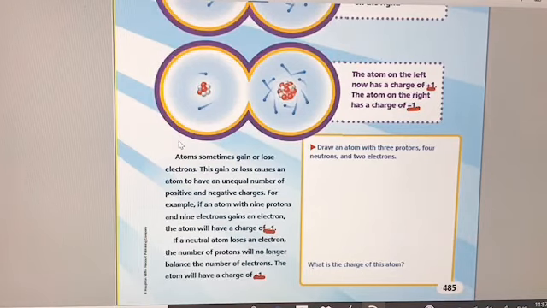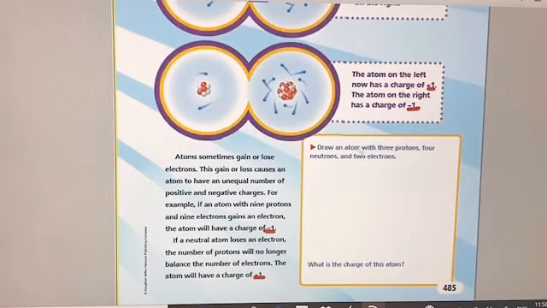So all you have to do is count. Count the number of electrons and protons. See who has more charges, the negative or the positive, and how much more they are than each other.